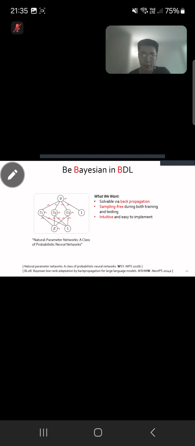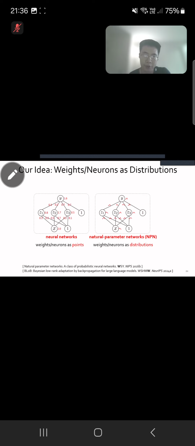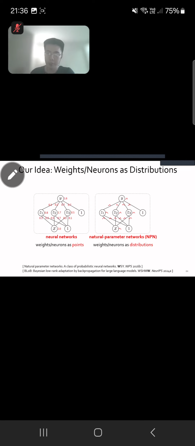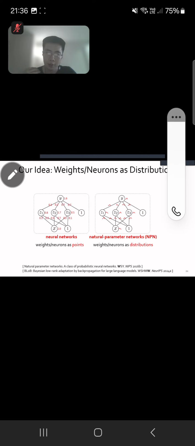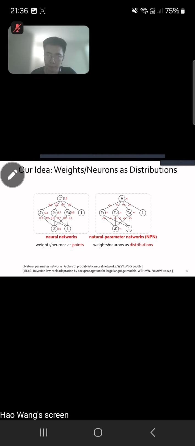Unfortunately, no existing method can satisfy all three requirements. Therefore, we need to develop our own methods. At that time, our idea was that instead of treating the weights and neurons as deterministic points in a high-dimensional space, we can treat them as distributions. And we should allow these distributions to be feed-forwarded and backpropagated through the networks. Since these distributions are parameterized by natural parameters, we call this model natural parameter networks.